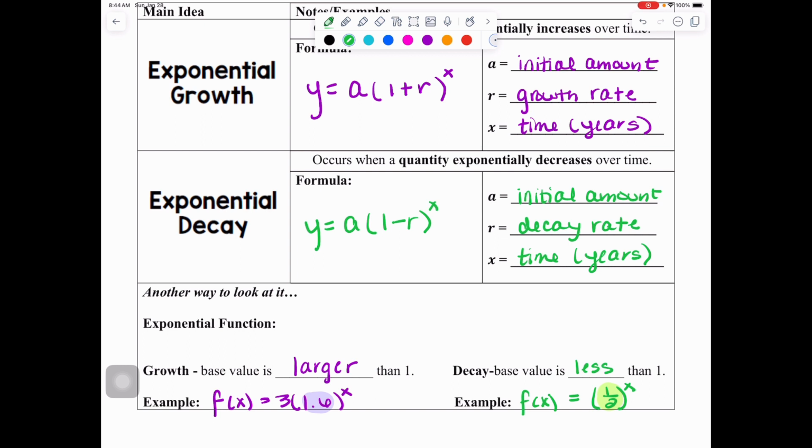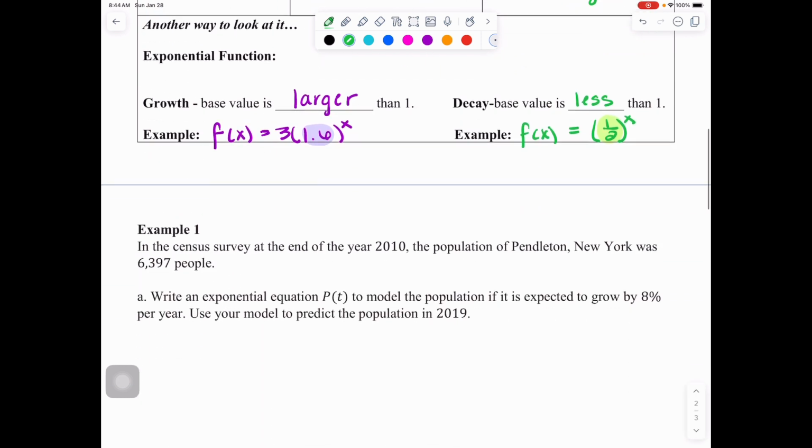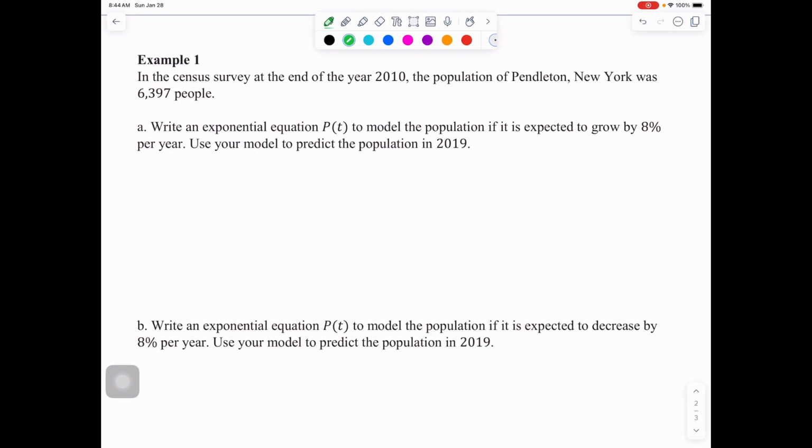So I want to move on and do an example of using the formula to answer a question. It says in the census survey at the end of the year 2010, so I'm going to highlight that information, the population of Pendleton, New York was 6,397 people. So this information at the top we're now going to use for part A and for part B. We'll start with part A.